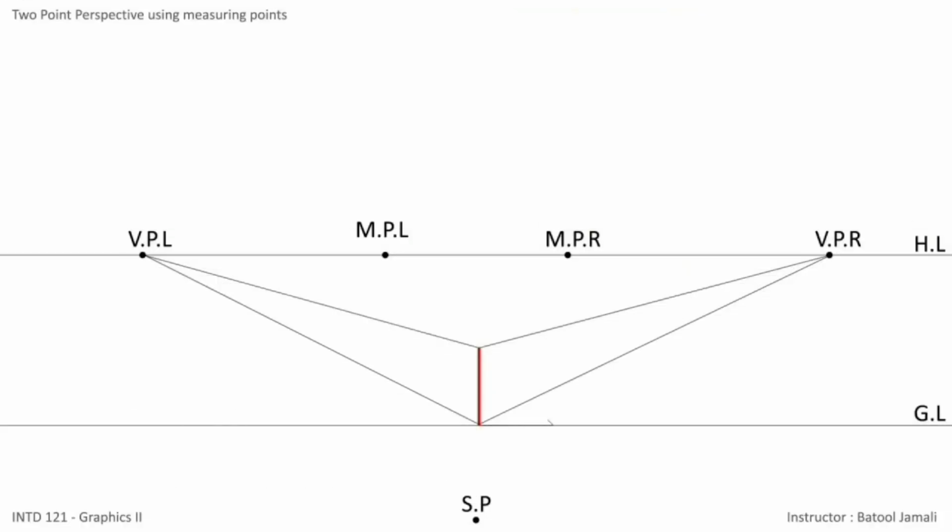Then we have two-point perspective. This is often used for representing exterior views of a house or a structure, and is characterized by having two vanishing points on opposing sides of the horizon line.